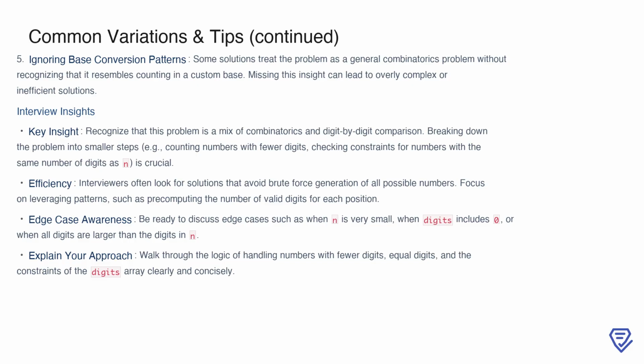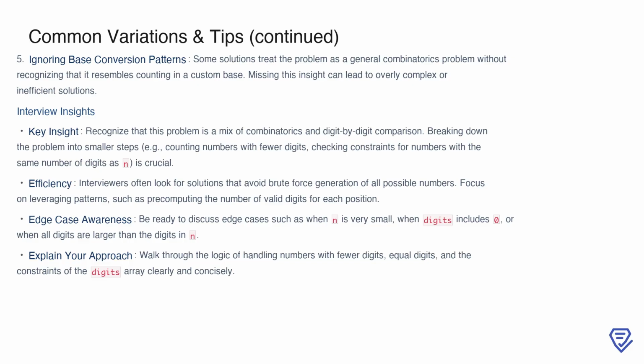From an interview perspective, the key insight here is to approach the problem as a combination of combinatorics and digit-by-digit comparison. Breaking the problem into smaller steps, such as counting numbers with fewer digits and then handling numbers with the same number of digits as n, can simplify the solution. Interviewers often expect you to avoid brute force approaches that generate all possible numbers, so focus on leveraging patterns like pre-computing valid digits for each position to improve efficiency.